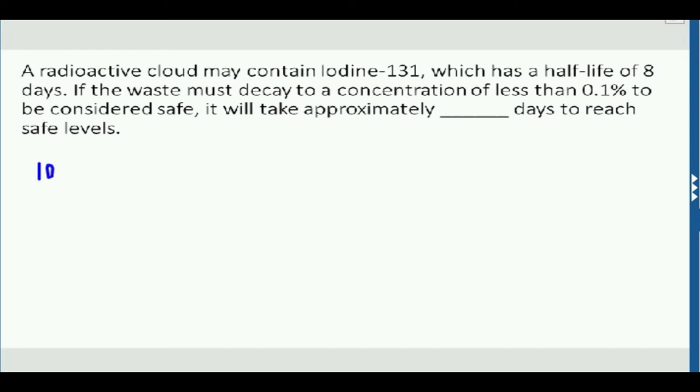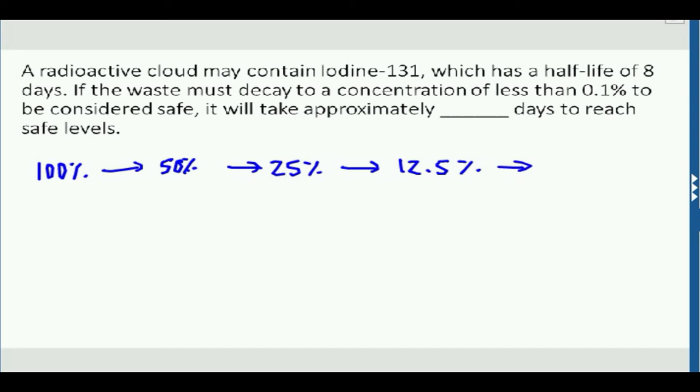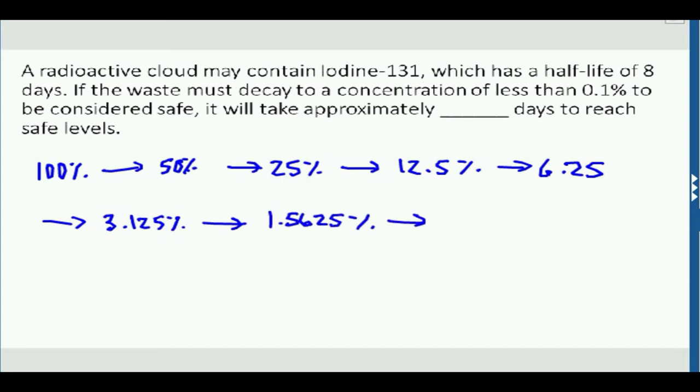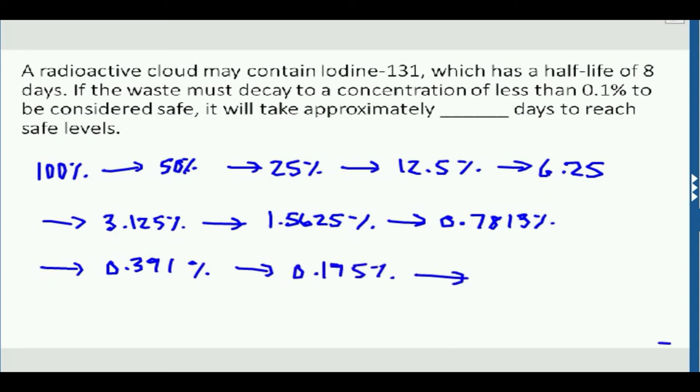Okay, so for this, you have 100%, and after one half-life, you'll have 50%. After two half-lives, you'll have 25%. After three, you'll have 12.5%. After four, 6.25%. After five, 3.125%. After six, you'll have 1.5625%. After seven, 0.7813%. Eight, 0.391%. Nine, 0.195%. And by 10 half-lives, you'll have 0.098%, which is less than 0.1%.